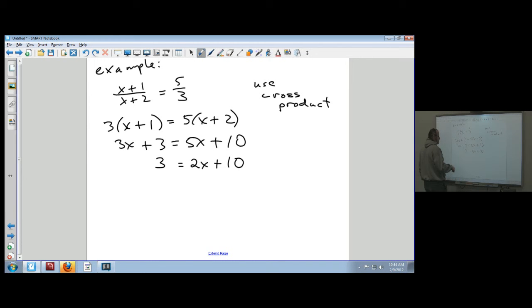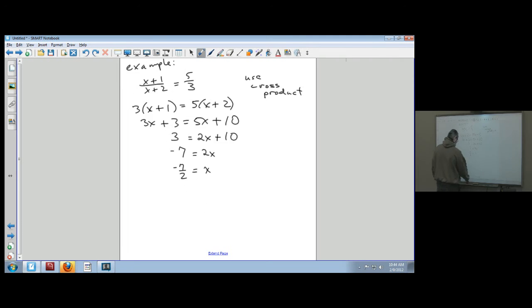So once we do that, then of course we isolate our variable term, as we've done so many times in the past, and we get 2x equals negative 7, so x equals negative 7 halves. Now, it's very easy to check this. We have negative 7 halves plus 1 over negative 7 halves plus 2. Negative 7 halves plus 1 is the same as negative 7 halves plus 2 halves, and negative 7 halves plus 4 halves in our denominator.